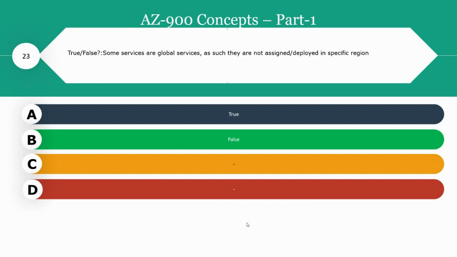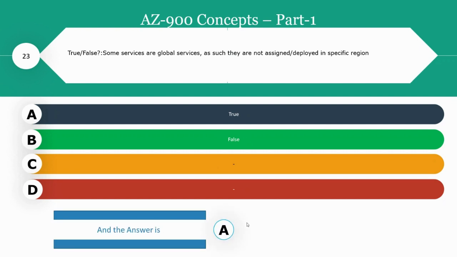True or false? Some of the services are global services. As such, they are not assigned or deployed in a specific region. The right answer is true. Some Azure services, such as Azure Active Directory, Azure Bot Services, Azure CDN, are non-regional services and are available in all the regions.